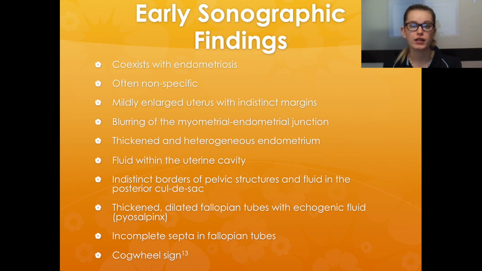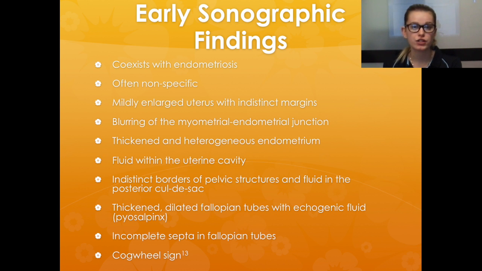Early sonographic findings, though often non-specific, include a mildly enlarged uterus with indistinct margins, blurring of the myometrial endometrial junction, thickened and heterogeneous endometrium, and fluid within the uterine cavity. Indistinct borders of pelvic structures and fluid in the posterior cul-de-sac are also consistent with PID.